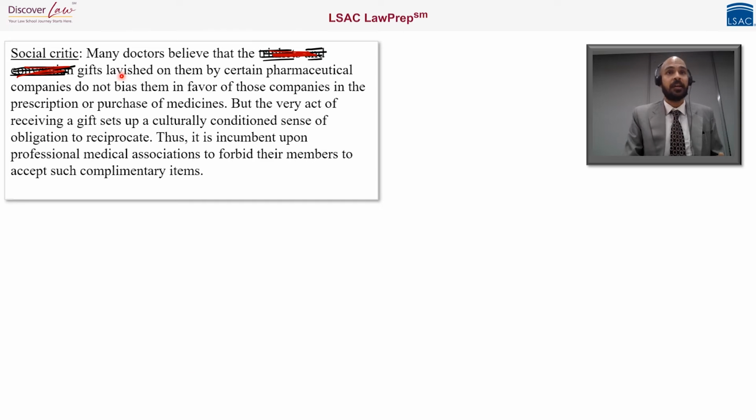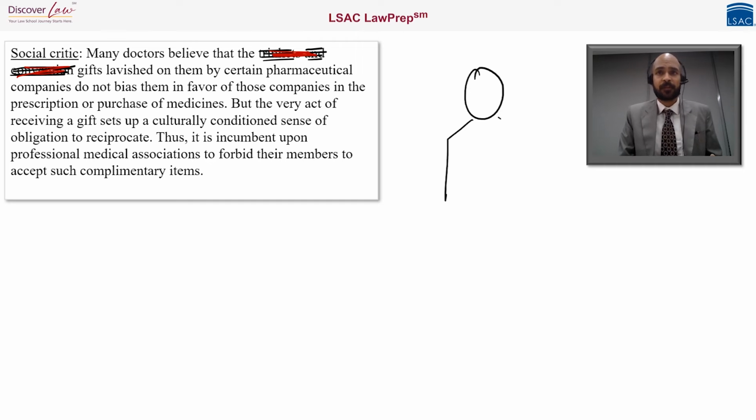It reads, many doctors believe that the gifts lavished on them by certain pharmaceutical companies do not bias them in favor of those companies in the prescription or purchase of medicines. So what this means is, let's say this is a doctor. Let me make him look a little more like a doctor by drawing the stethoscope. So here you go, you have the stethoscope. Okay, this looks like a doctor.